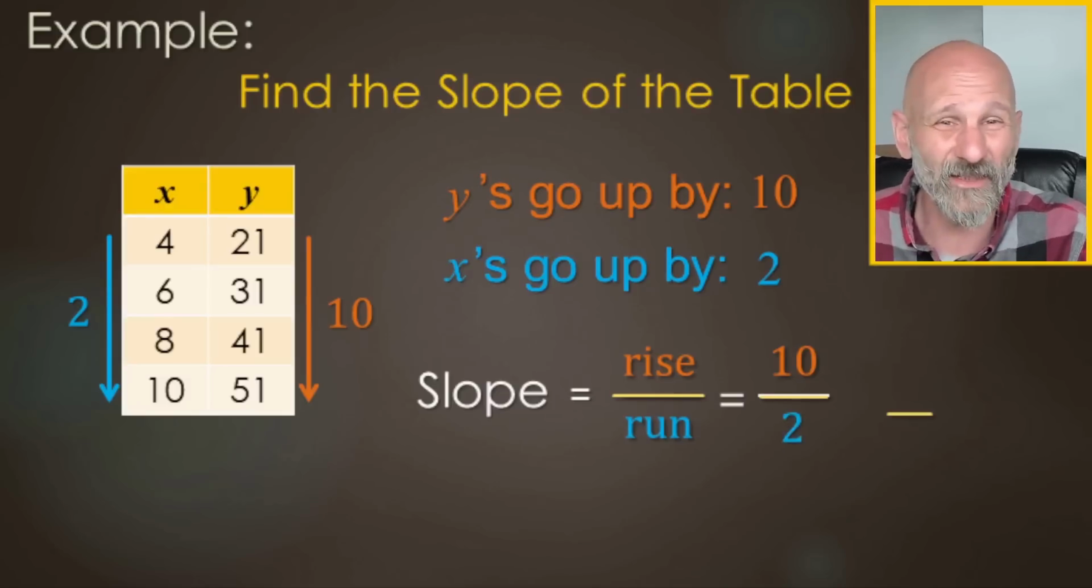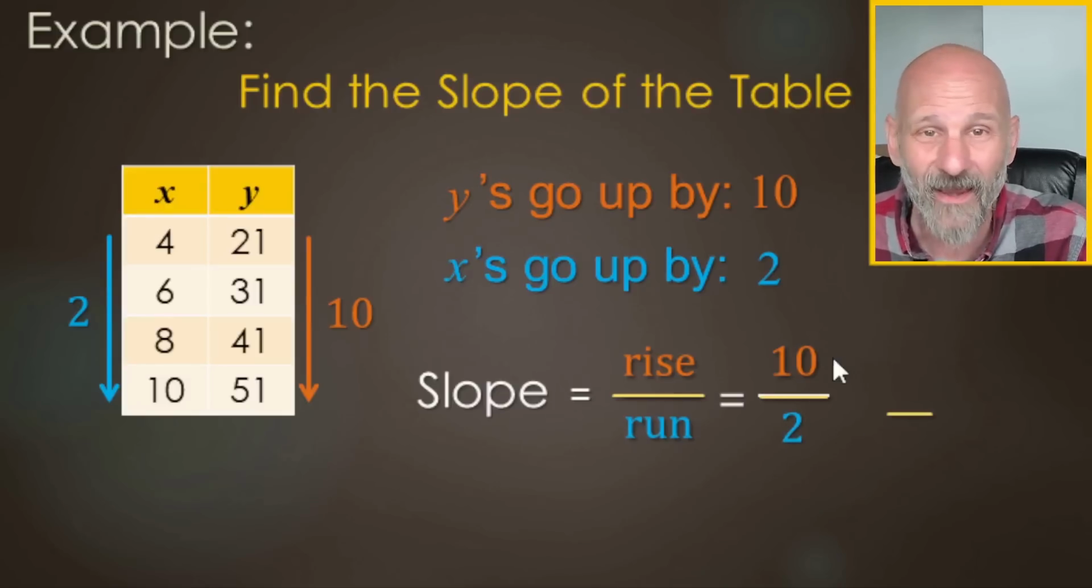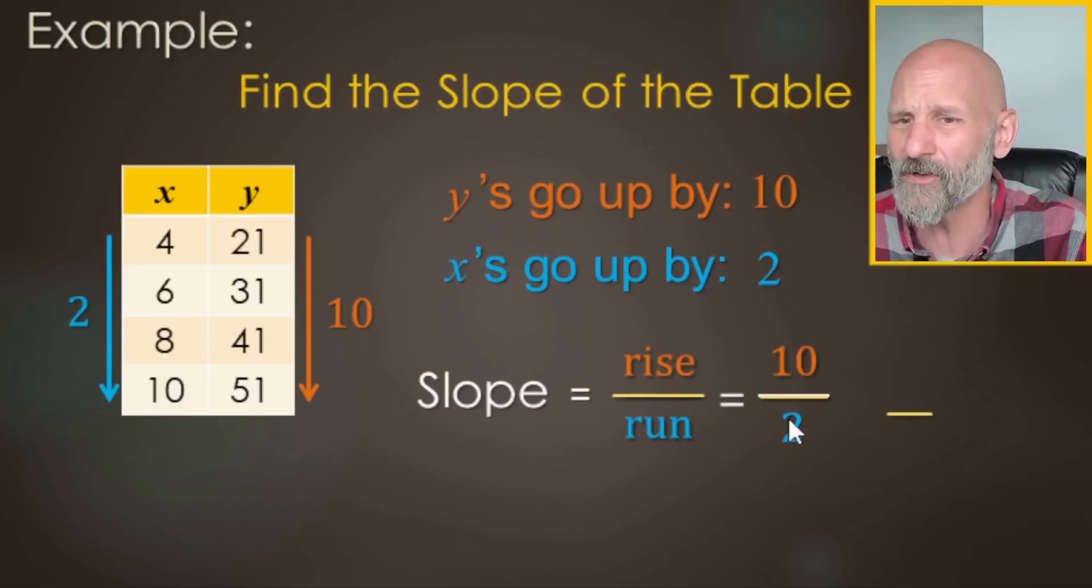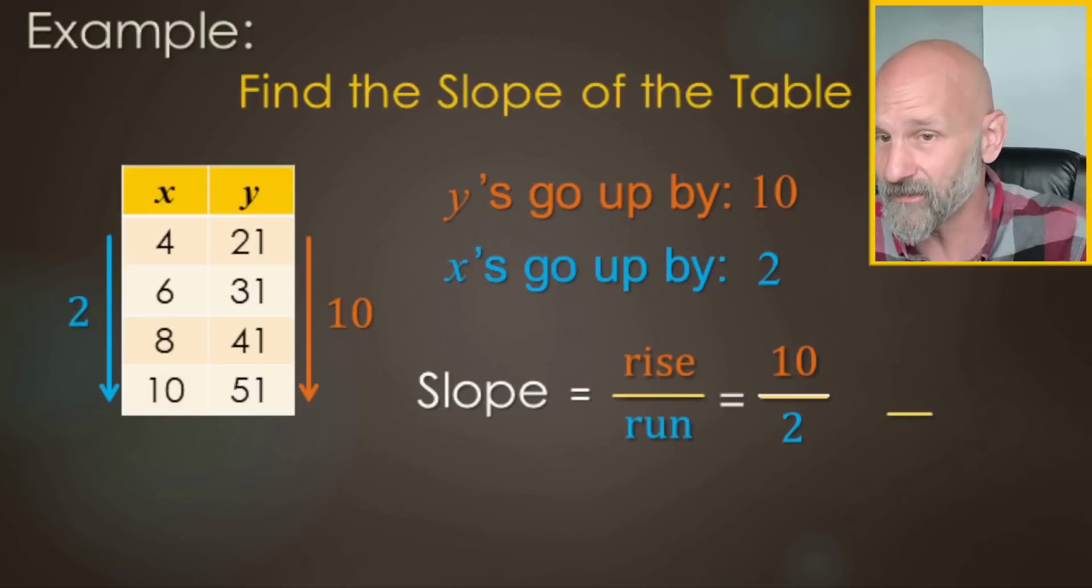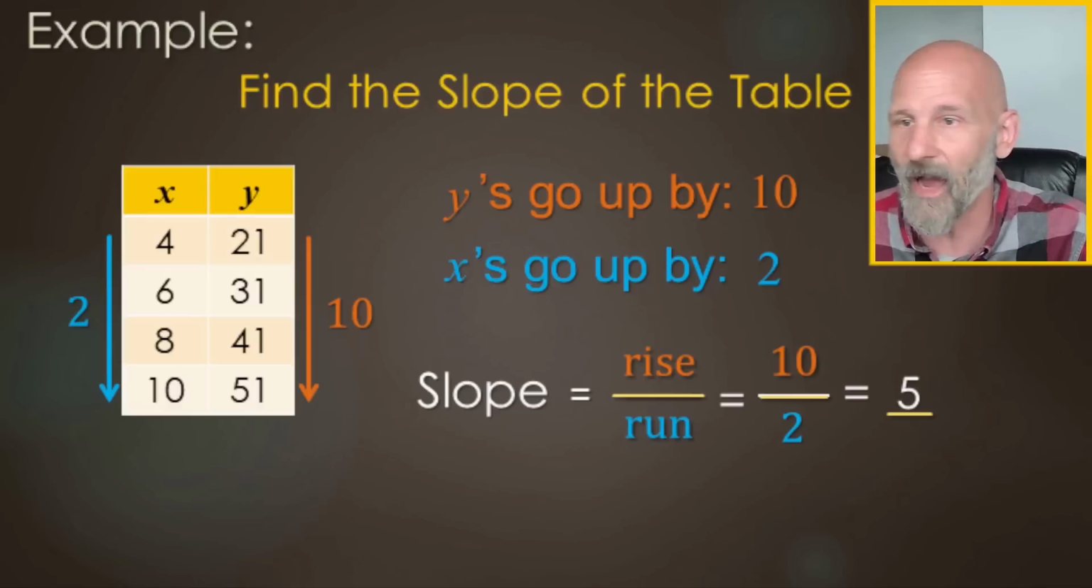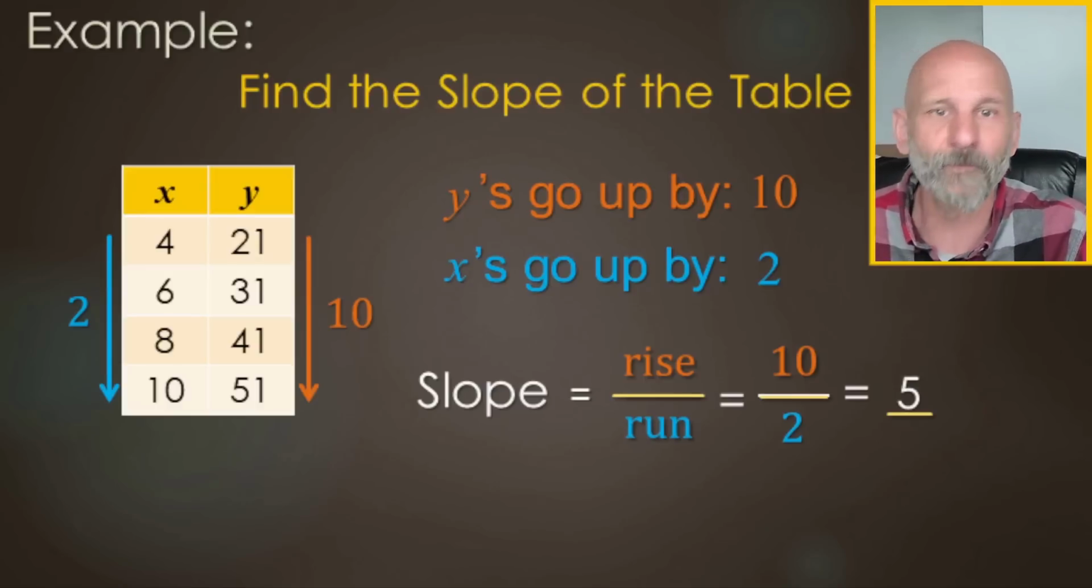And now we can actually do this, 2 divides evenly into 10. So in our brains, we're thinking it's division. If your denominator doesn't divide into the numerator, then you're thinking fraction reduce. If the denominator, the bottom number, divides evenly, we're thinking divide it. Okay, so 10 divided by 2 makes 5. So the slope of this table is 5, or 5 over 1 if you're thinking rise over run.